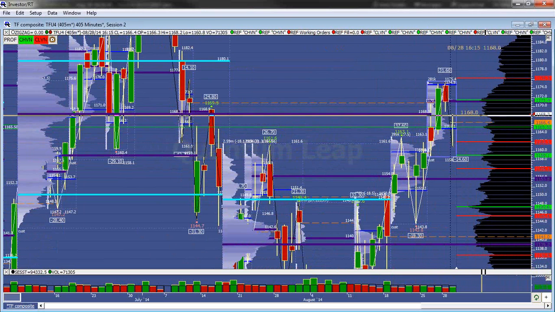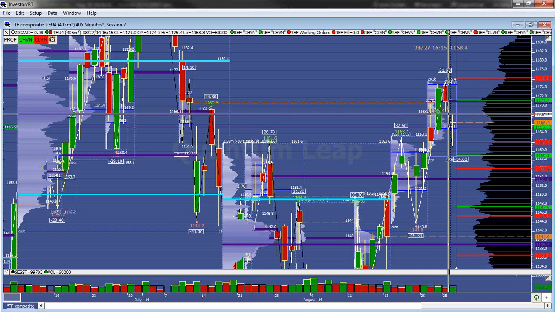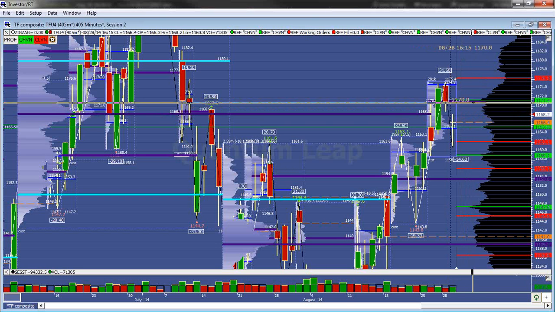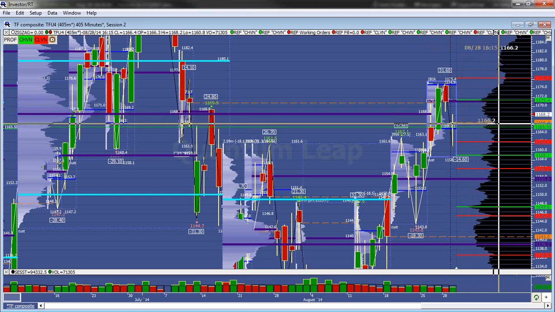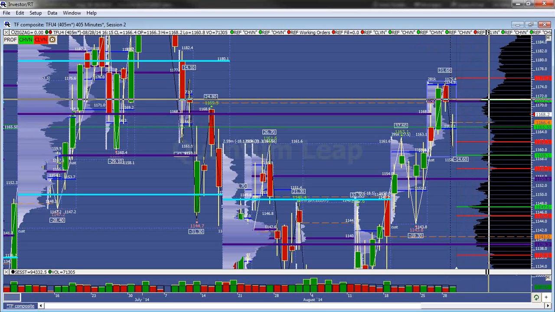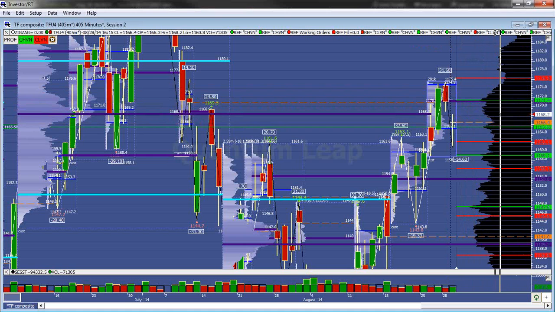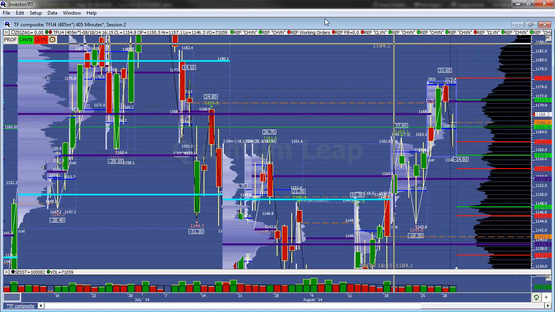I think we're going to either chop around and get stuck in the wicks right here, above 1166.40 and below 71. But if we get back up into the 71 and we get a holiday afternoon drift, we could drift up to the 74. But I'm not expecting much downward rotation today in the Russell.